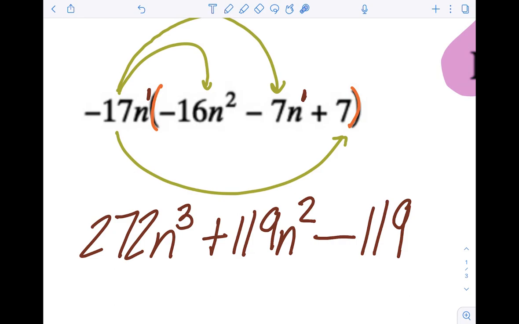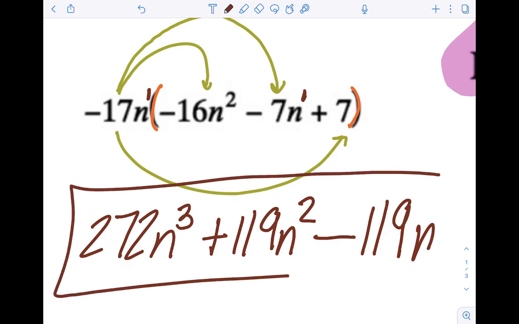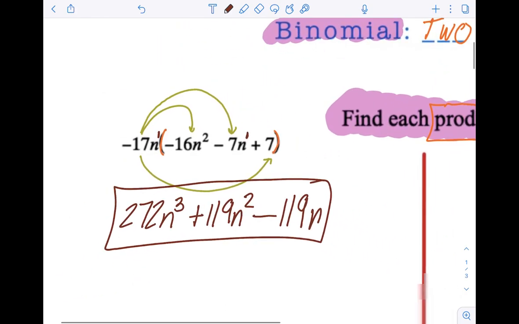And this n here is not multiplying with any n here. There's no n, so the n just comes over. And that, kiddos, is our solution. Look at that. All right?